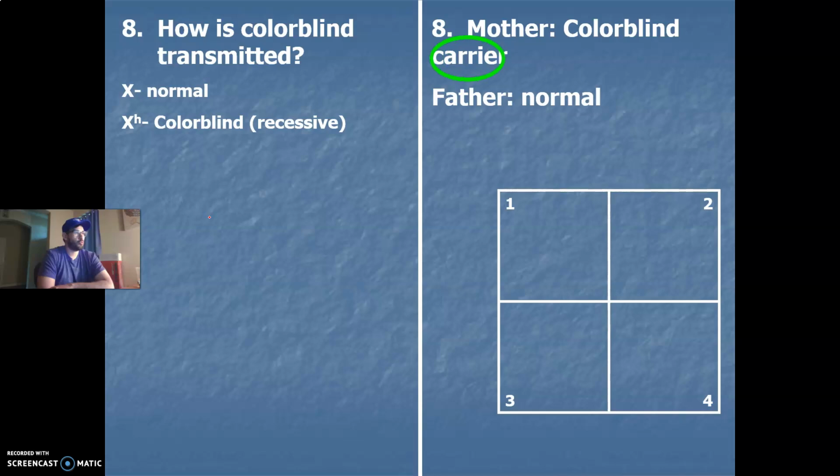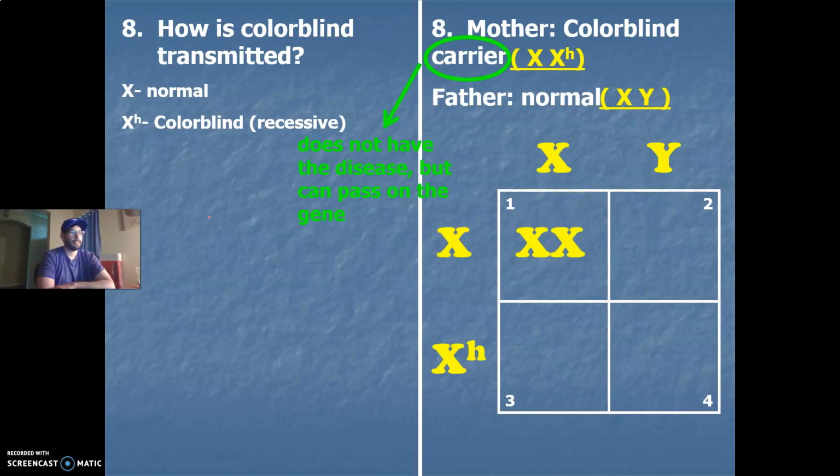So let's look at this cross right here. We have a mother who's colorblind. She's a carrier. And if you've ever heard that term, being a carrier means that you have the trait, the bald gene, colorblind, but it doesn't show. You're just carrying it for whatever reason. So her letters are X X^H. The father is normal, so he's just XY. And this is how we fill out the chart.